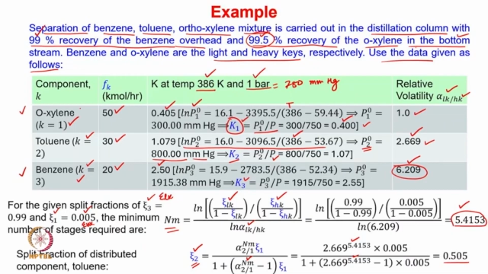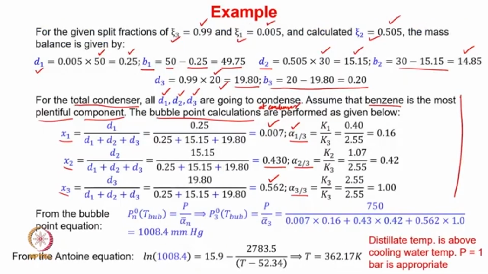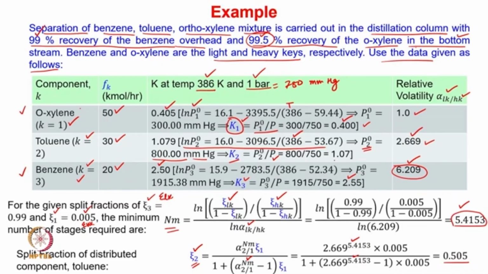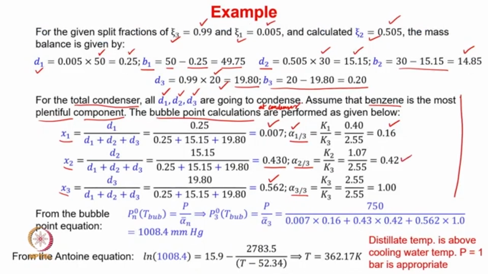So K1 by K3 is 300 divided by 1915.38. So in this case K3 is 2.55 and K1 is 0.4. So 0.4 divided by 2.55 is going to give me alpha 13, which comes around 0.16. Similarly, we can calculate alpha 23, which is nothing but K2 divided by K3. So that is 1.07 divided by 2.55. These are also calculated in the table. So K2 is 1.07, and 1.07 divided by 2.55 is 0.42, and for the last component that will be equal to 1.